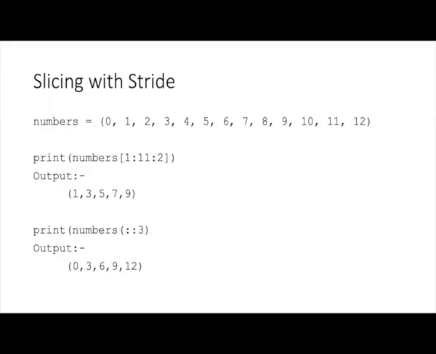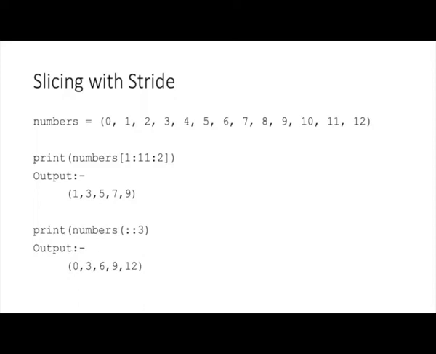Let us make a larger list of numbers, then slice it and give the stride a value of 2. In this figure, you see that we are trying to slice with a stride. For this purpose, I have created a tuple by the name numbers. So, numbers equal to, within parentheses, I have given 13 elements, starting from 0, 1, 2, 3 up to 12.